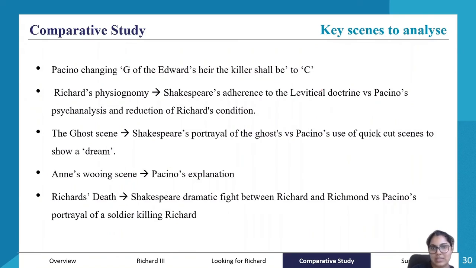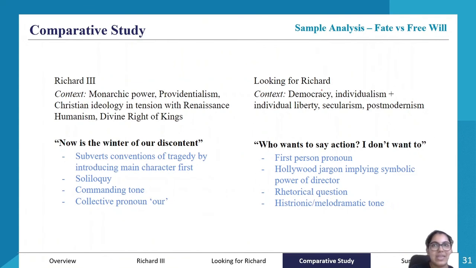So, those are some key scenes to think about. There are so many throughout the play, but these are some of the ones I like. These are the ones I've included, but feel free to have a look at any others that resonate with your understanding.